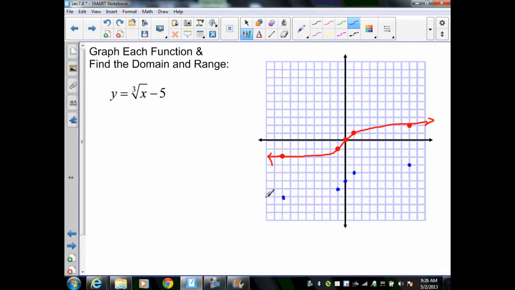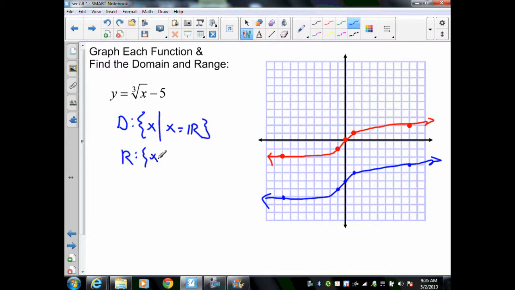Then I can graph those ordered pairs. And that is my function, y equals the cube root of x minus 5. We can find the domain: x is all real numbers, and the range: y can be all real numbers.